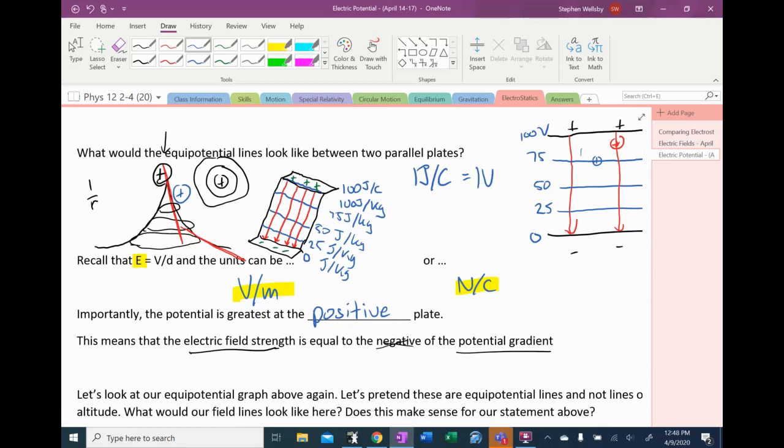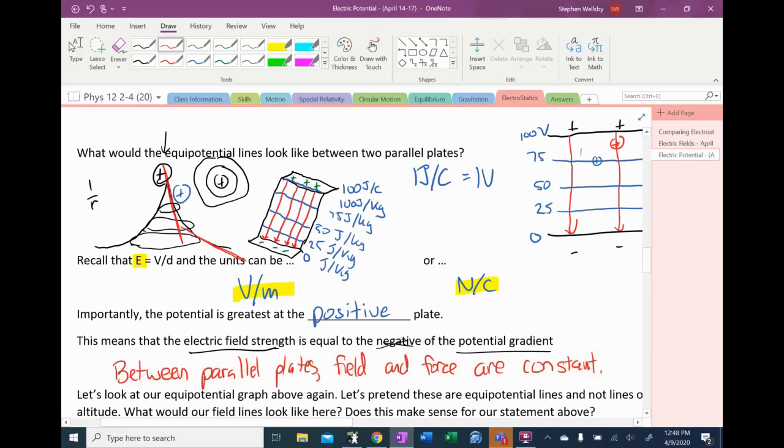Okay, hopefully you're back and hopefully you have figured out that important bit of information, and that is this right here. Between parallel plates, the field and force are constant.